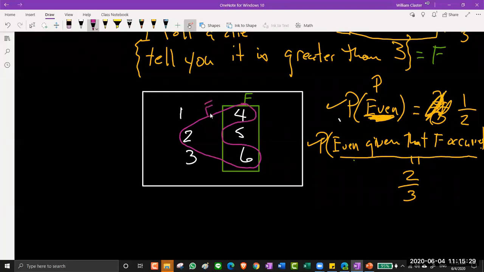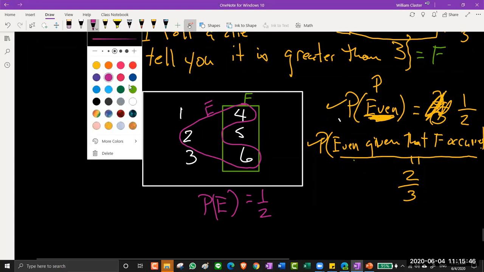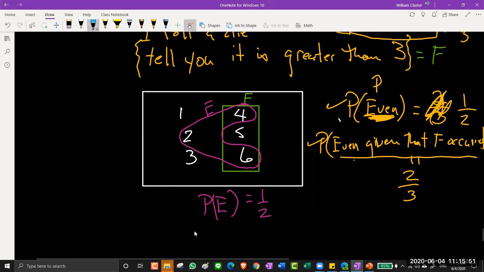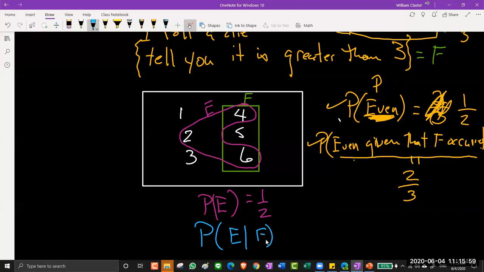That's E. And the probability of E, we already said, is 1/2. But that's not what we asked here. So can somebody give me the standard way to write this question? You write P of even, then a straight line, and then F. Okay, right. So this is just a shorthand for this. The probability of even, given that F occurred, we can write just like this.